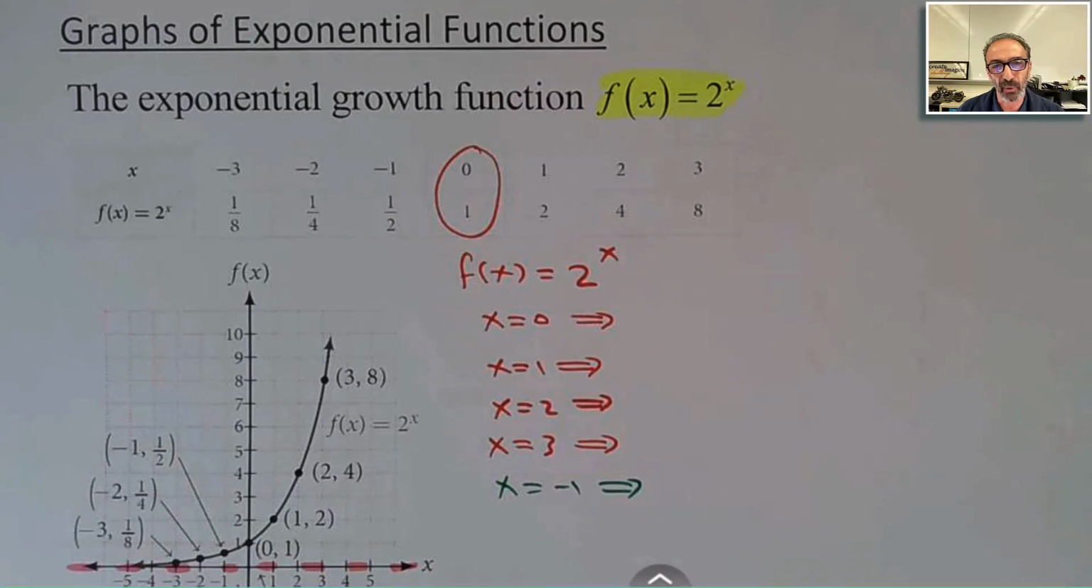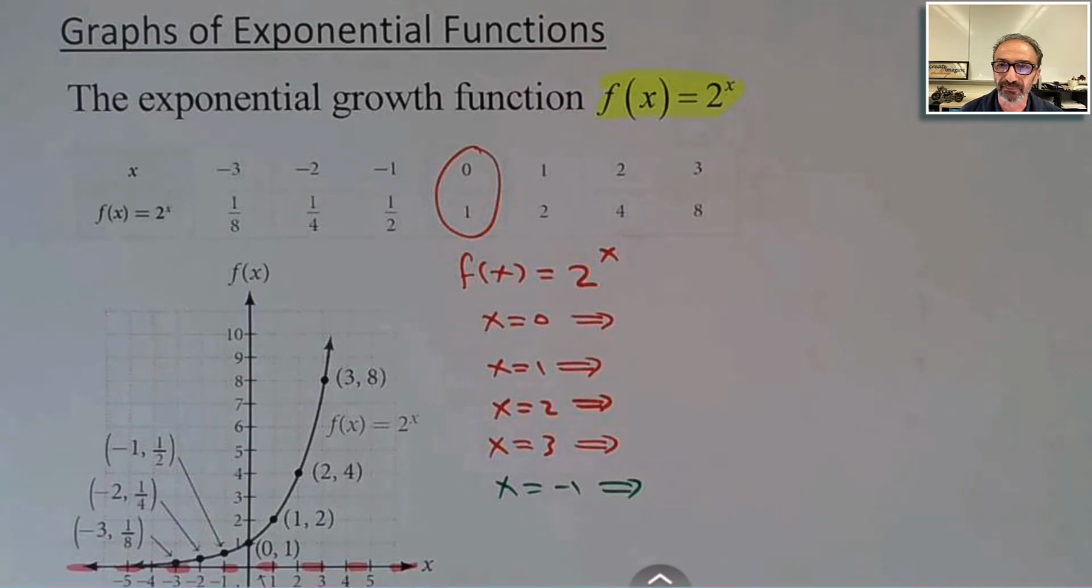I'm gonna go over graphs of exponential functions. Today I have enough examples. I have my notes and I wrote some and highlighted some just to try to save you some time and cover enough material.